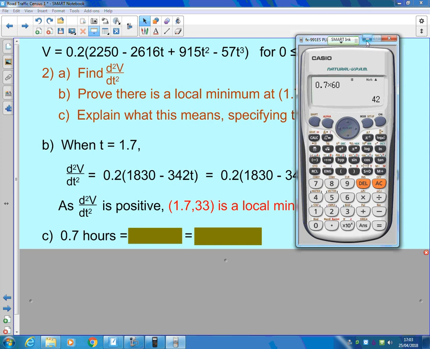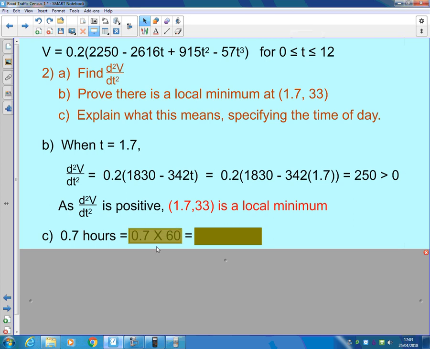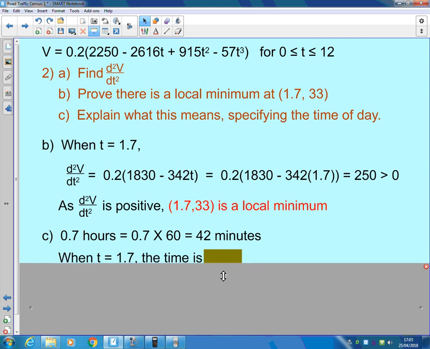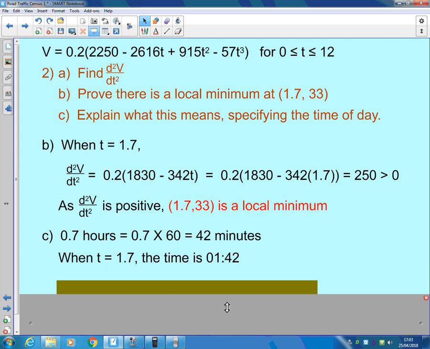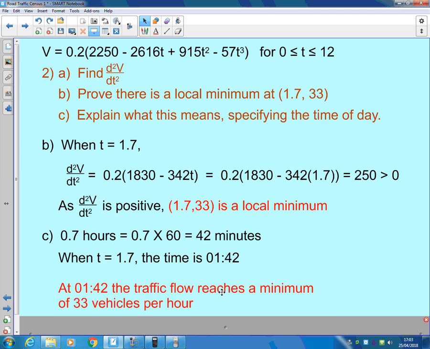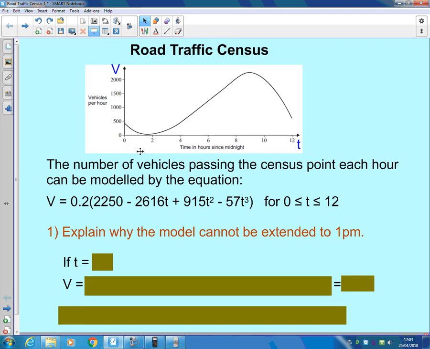Okay, so what we've got is 0.7 hours is equal to 42 minutes, so 1.7 is at 1:42 in the morning. The time is 1:42. Okay, so what's it saying? It's saying at 1:42, a local minimum, the traffic flow reaches a minimum of 33 vehicles per hour. So at 1:42, that's the time it's reaching a minimum, and the minimum is 33 vehicles per hour. Okay, because if we look back at this, that's what it's saying, vehicles per hour.